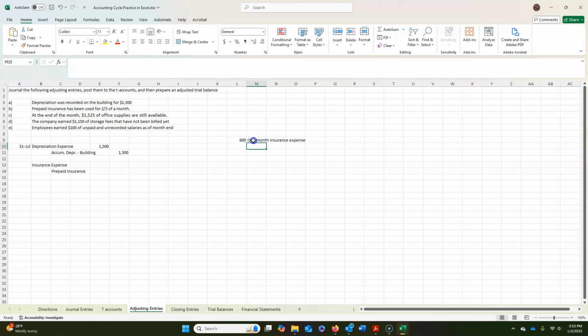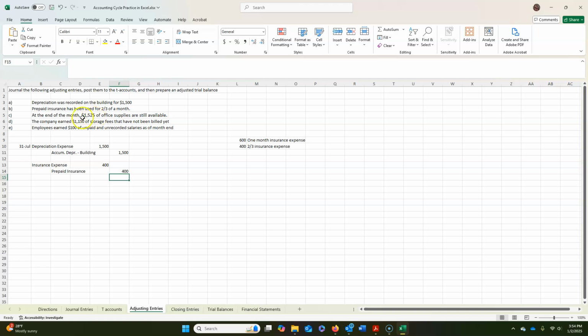So it says we use 2/3. So we want 2/3 insurance expense. So we're going to take this 600 times 2/3. And that's $400. So we're going to debit insurance expense for $400 and credit prepaid insurance for $400.